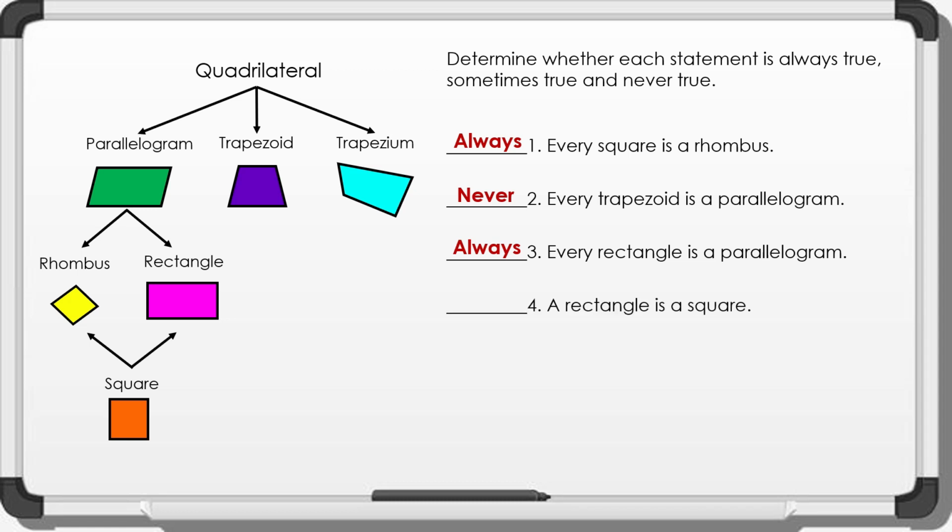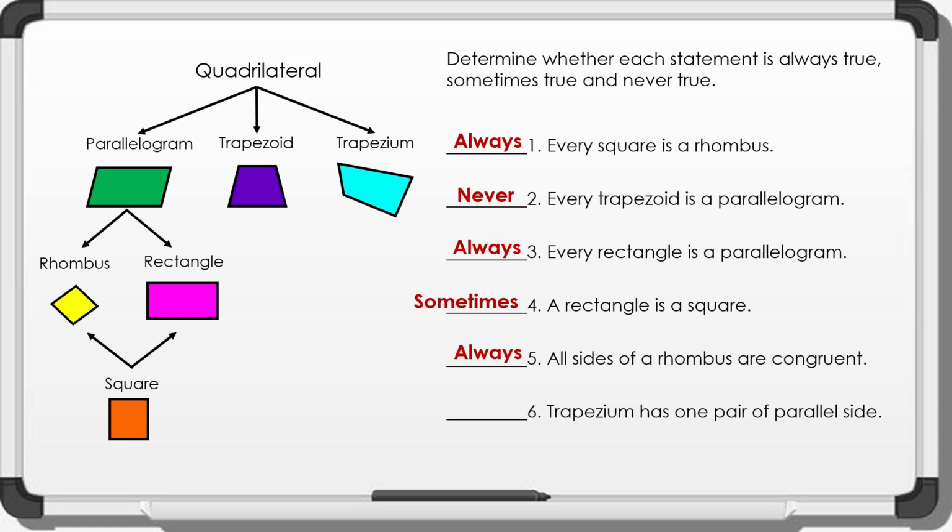Let's have number 4. A rectangle is a square. It is sometimes true. Number 5. All sides of a rhombus are congruent. It is always true. And the last one, a trapezium has one pair of parallel sides. It is never true, since a trapezium has no parallel side.